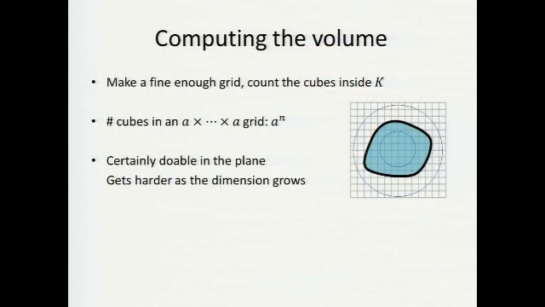Okay, so let's look at some possible algorithms for this problem. The first thing we could try to compute the volume is to just use the definition that we gave before. We make a fine enough grid, count the number of cubes that are inside K, and that will give us an estimate of the volume. So what is the number of cubes in such a grid? It's a to the n, where by a I mean the number of cubes on one side.